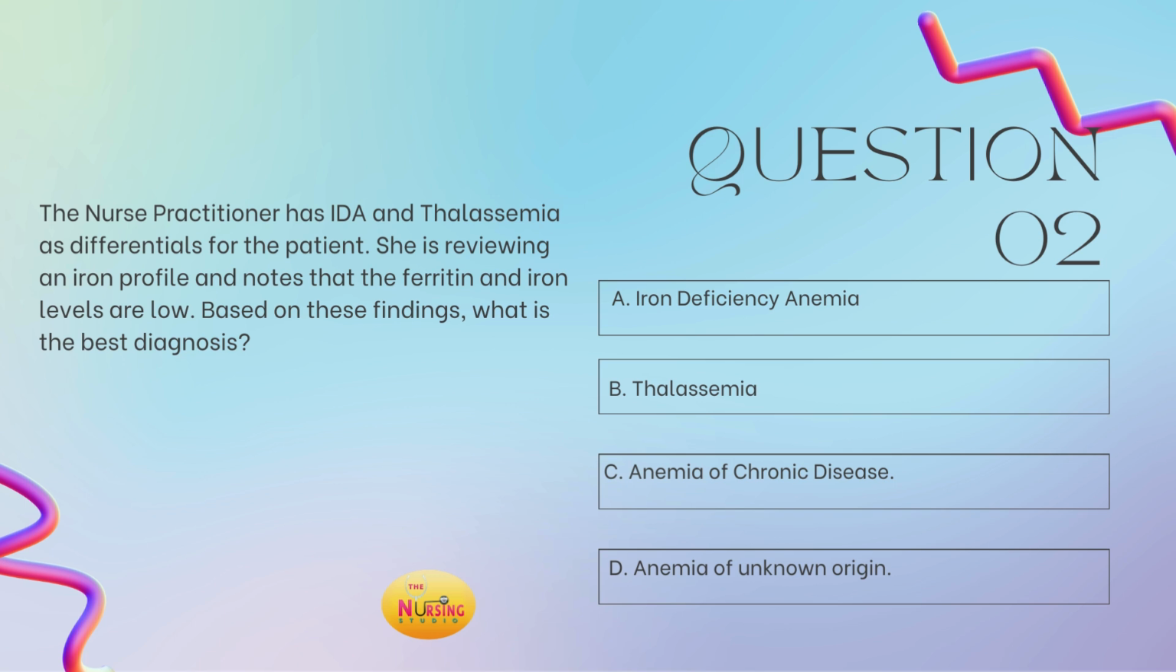The MCV and MCHC is low, microcytic, hypochromic. We're now thinking IDA and thalassemia. Now we look at a ferritin and iron level on that iron profile and see that those are low. That is iron deficiency anemia.